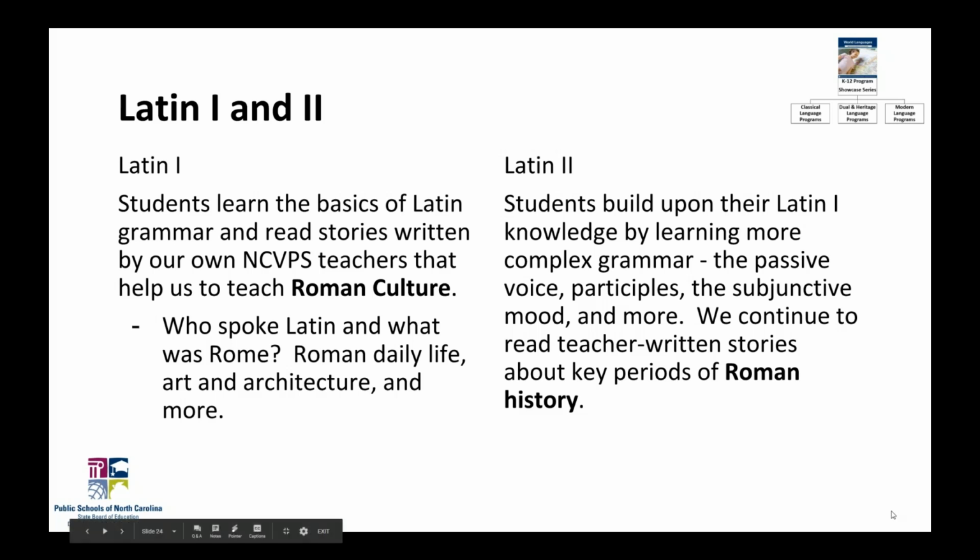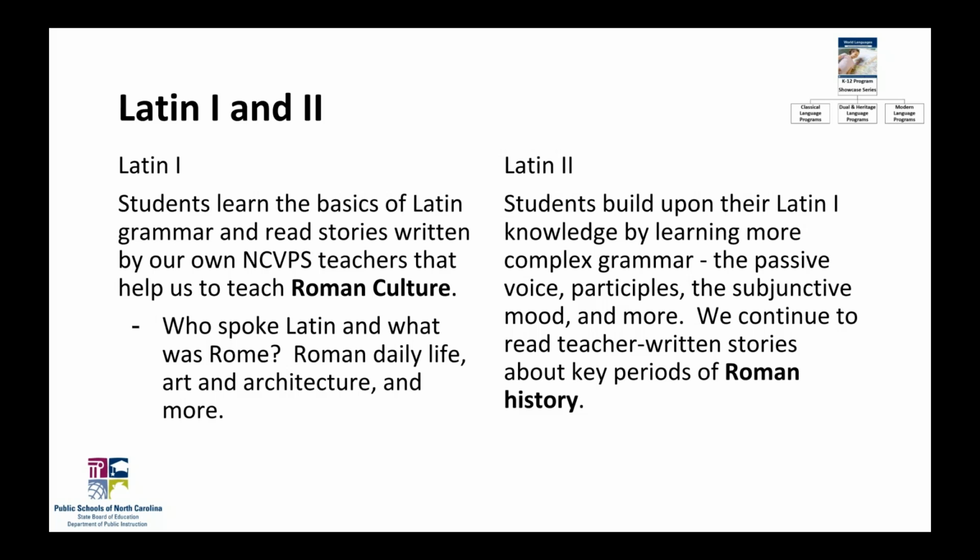In Latin 1, students learn the basics of Latin grammar. They read stories that were written by our own NCbps teachers, so we no longer use any one textbook. We've created our own course. And we focus in Latin 1 on Roman culture. That's things like who spoke Latin, what countries encompassed the Empire of Rome, Roman daily life, art and architecture, and mythology, all of these facets of ancient Rome and ancient culture that have affected us today in the modern day.